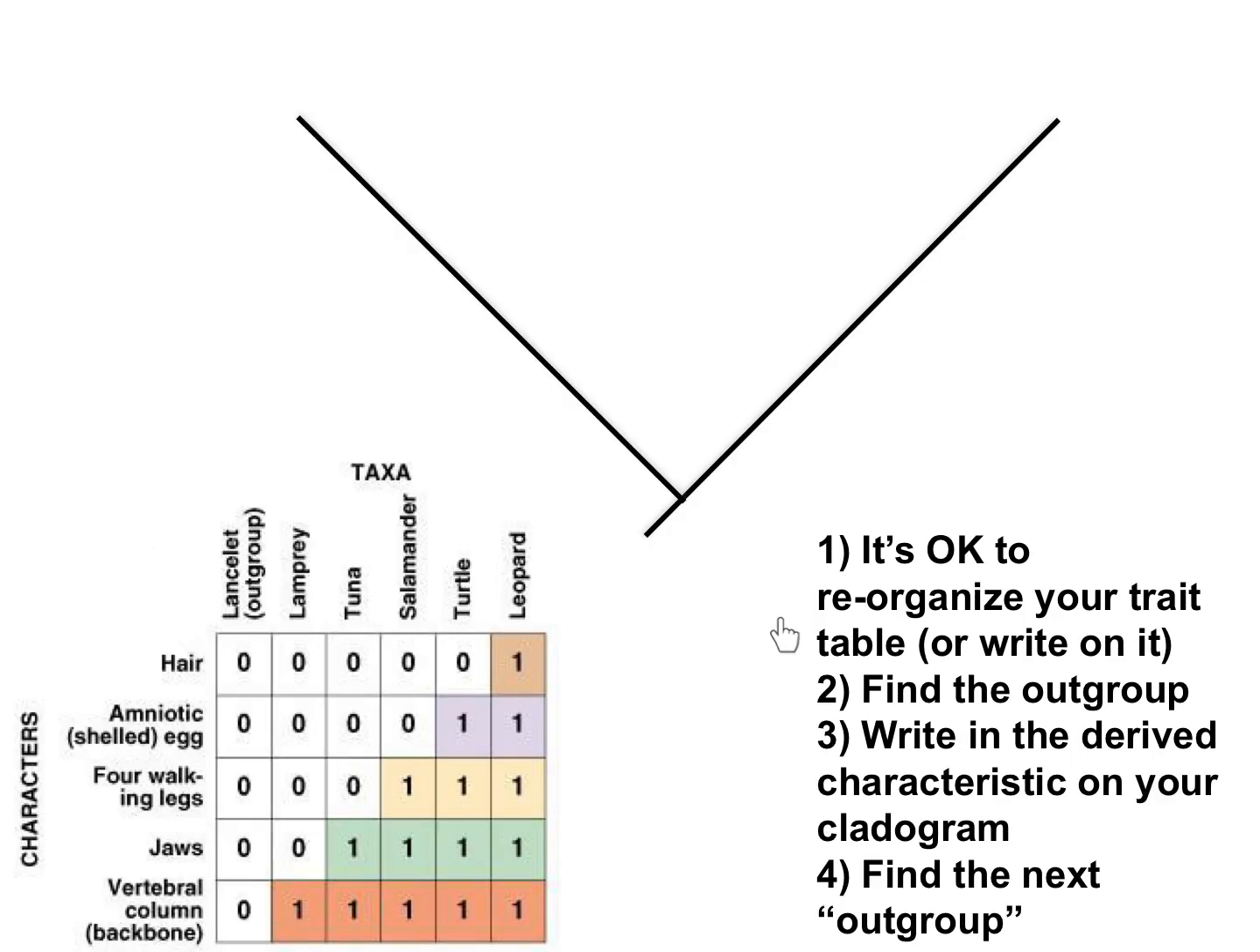It's okay to reorganize or write on the trait table as you go. Let's start by drawing this cladogram V shape, and then find the outgroup. The outgroup is lancelets, which shares no derived traits, so write lancelet. Then write the derived trait that comes after the lancelet. Everything else has a vertebral column.